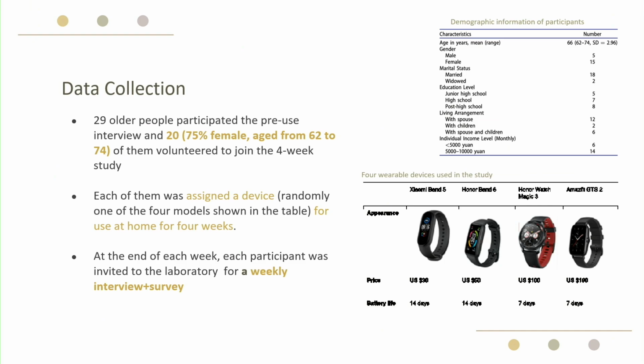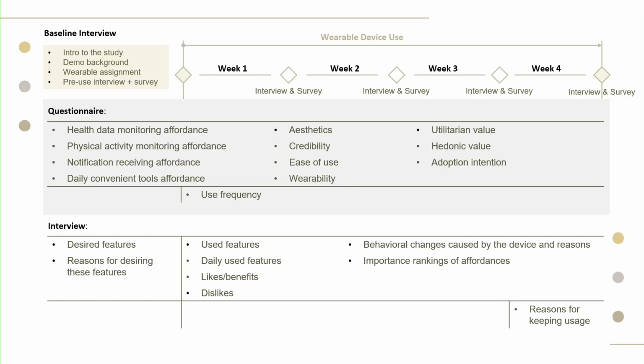Okay, and then we try to validate our assumption or thinking about the factors. Are they really true or not, or what was not discovered through the literature review? We collect data through a 4-week study, and during the pre-use interview, we invited 29 older participants, and 20 of them volunteered to join the study. Each of them was assigned a device so they can use it at home for 4 weeks. And we collect data at 5 time points.